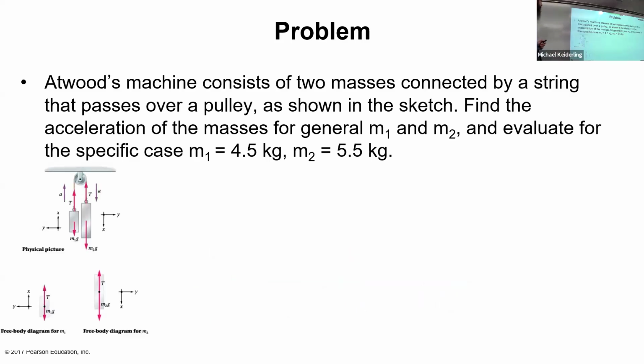So if we work out the sum of all the forces equals mass times acceleration. For mass 1, tension is pulling up in the positive direction, M1G is pulling down in the negative direction. So tension minus M1G equals M1 times acceleration. For mass 2, weight is pulling down, tension is pulling up, but down is positive for mass 2. So mass 2G minus tension equals mass 2 times acceleration.